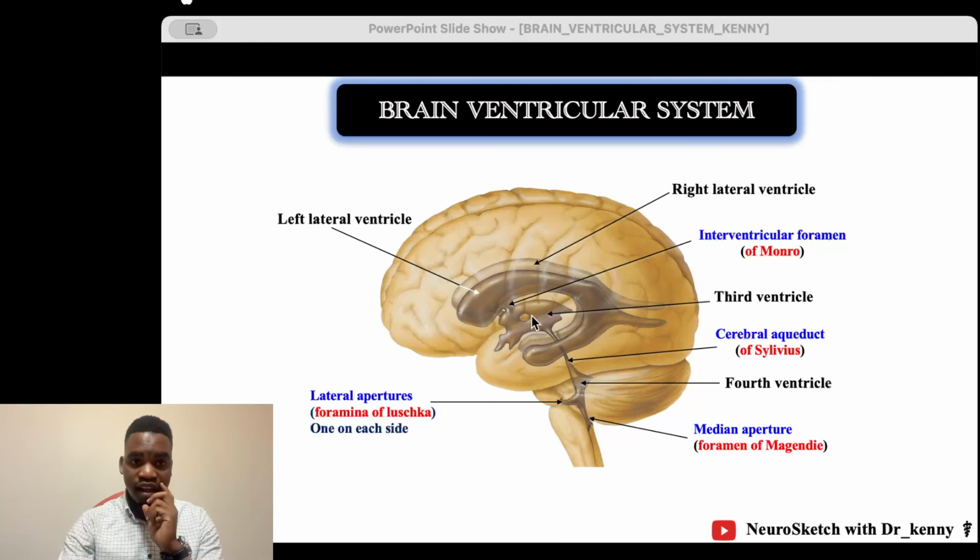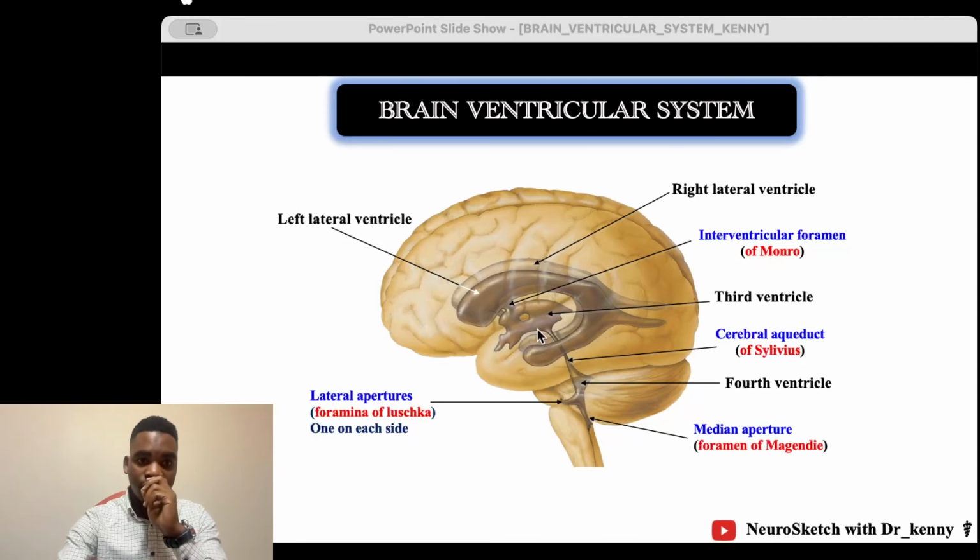And then from the third ventricle, the cerebrospinal fluid will go to the fourth ventricle. So we should have a connection between the third ventricle and the fourth ventricle. That connection, that gate, is what we call the cerebral aqueduct, or aqueduct of Sylvius.